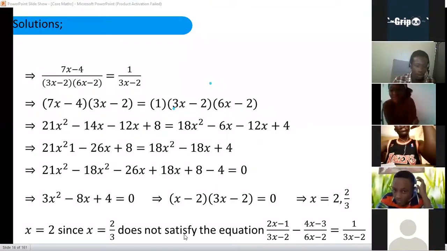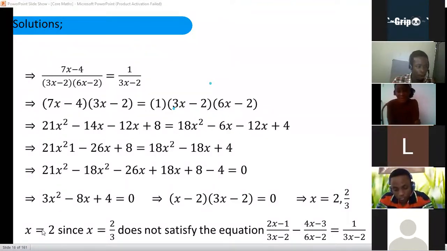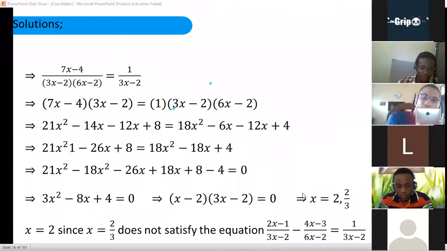So that is the solution for x. Any question? If you have a question, raise your hand and ask.